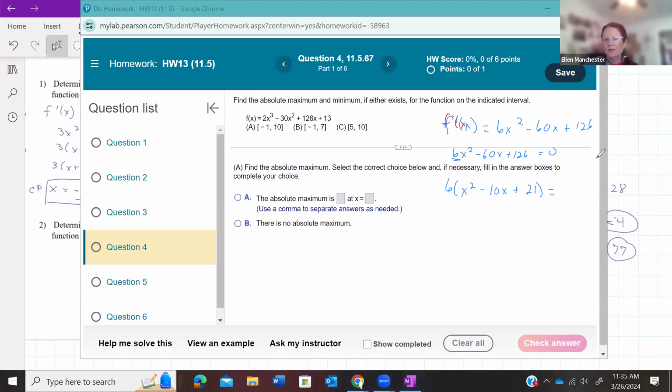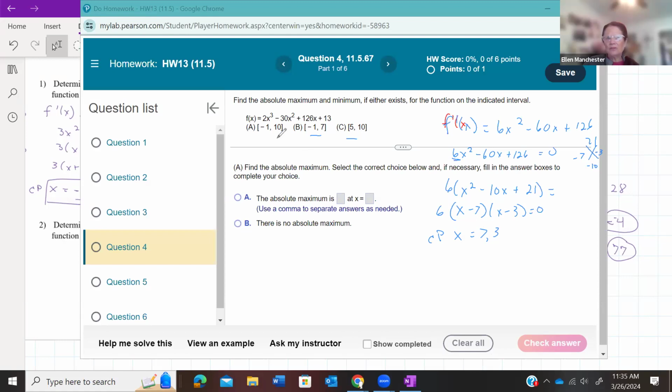Okay, so now what do I multiply to get 21, add to get -10? So it is -7, -3. So I have x minus 7, x minus 3 equals 0. Again, the 6 just kind of comes along. So my critical points are at 7 and 3. Okay, so I have critical points. These are the same critical points that I'm going to use for B and C.